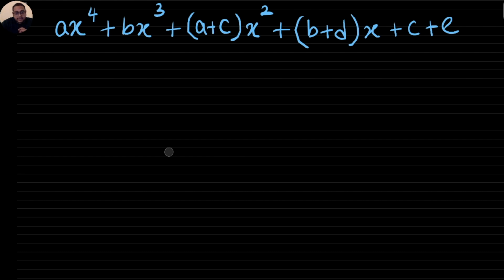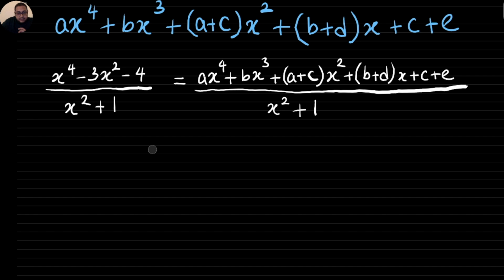To proceed, I will consider the given fraction of fx. Since the two denominators are equivalent, I can now equate the coefficients of the numerators. To begin with, I will consider the variable of x to the power of 4. As the name of the method implies, we will now compare the coefficients. On the LHS, the coefficient of x to the power of 4 is 1. On the RHS, we have the coefficient of x to the power of 4 as a. Hence, a equals 1.